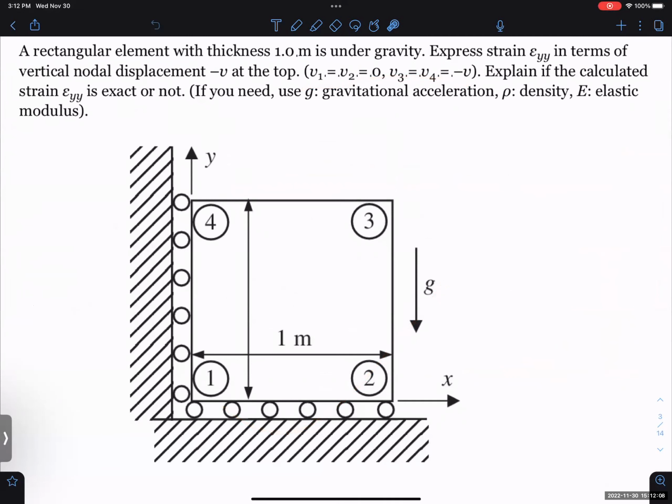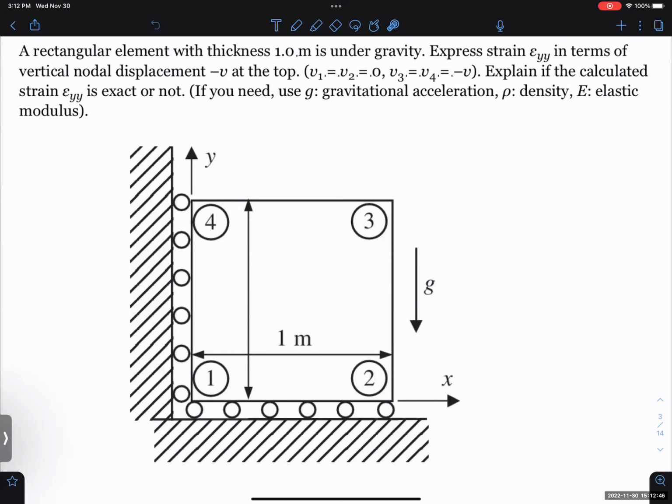The second part is to explain if the calculated strain is exact or not. Somehow I copied and pasted the standard solution from the textbook for the explanation part, and when I read it this morning, I felt it was confusing. I don't know if you read the solution or not, but the standard explanation is super confusing. So let's make it clear.